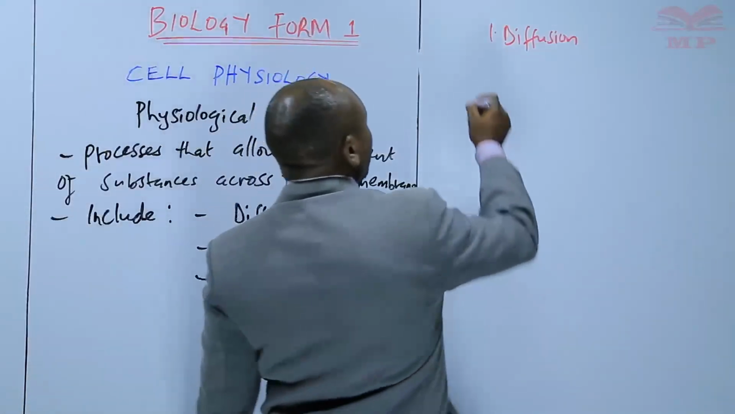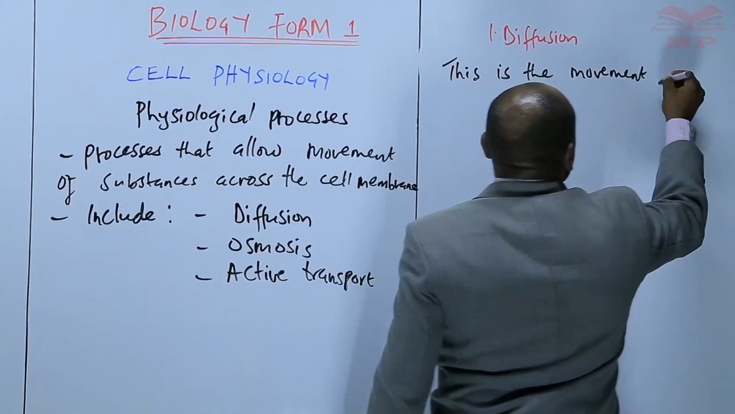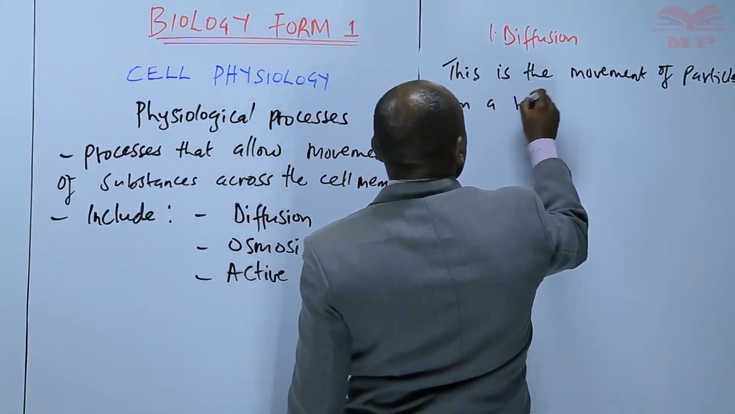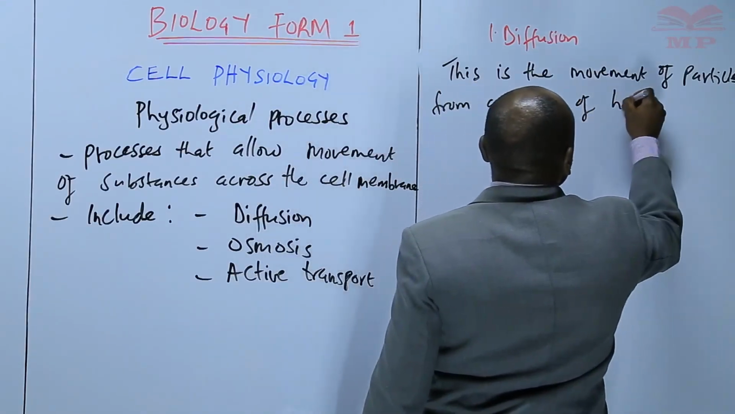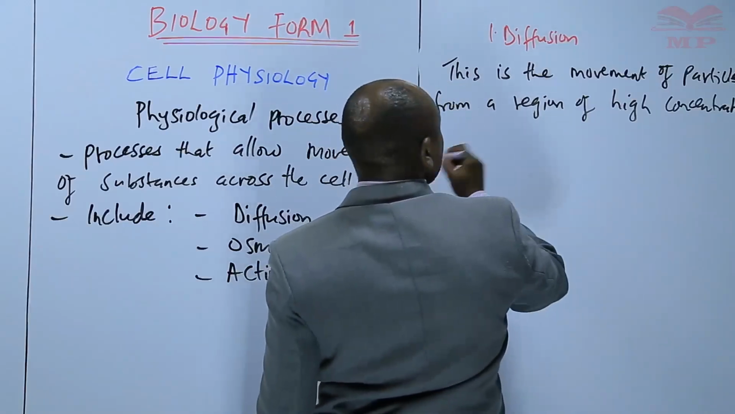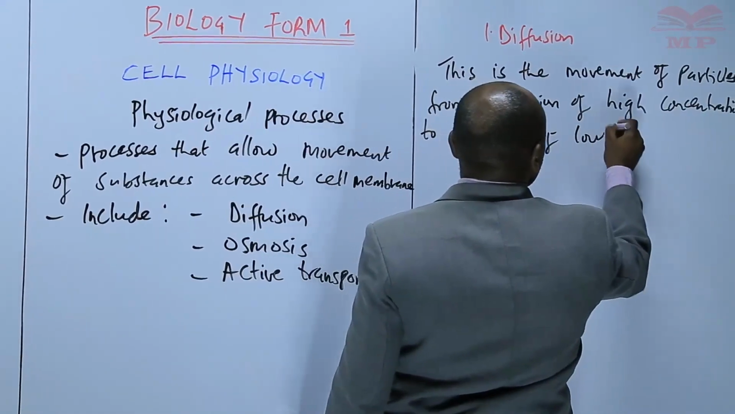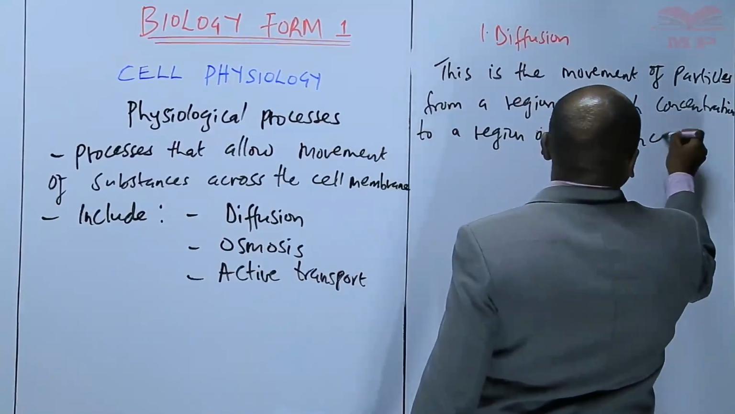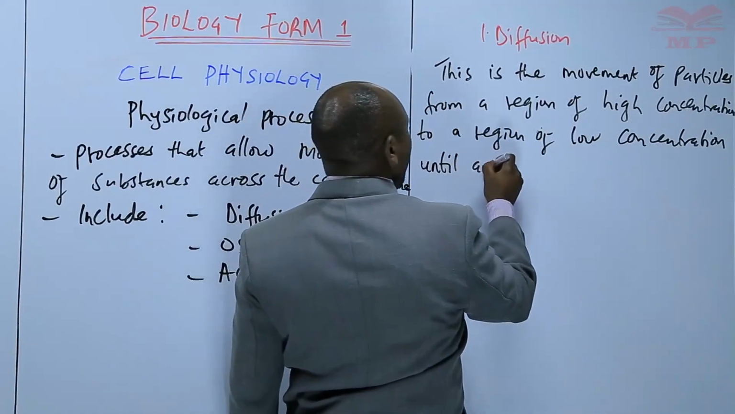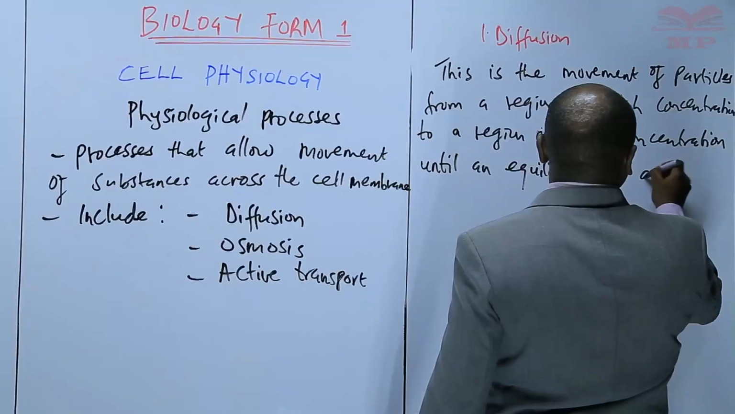So in this case, we can say that this is the movement of particles from a region of high concentration to a region of low concentration until an equilibrium is achieved. An equilibrium is a balance.